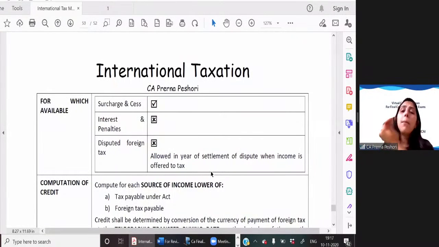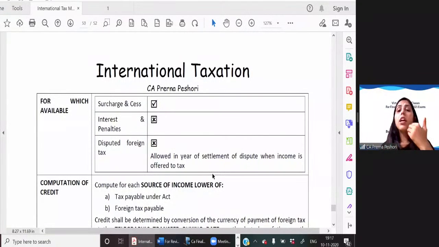So say, for example, I'm paying some interest in USA for non-filing of my return in USA. I cannot claim that interest paid against the taxes offered in India, or set off the interest paid in India against the interest paid in USA. Clear? So I can only claim the credit of income tax, surcharge and cess paid in the other country.